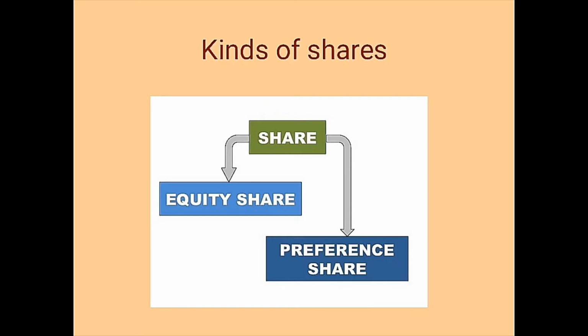Now let us move on to the kinds of shares. According to Section 43 of the Companies Act 2013, the share capital of a company is of two types, that is, equity share capital, commonly known as equity share, and preference share capital, that is, preference share.